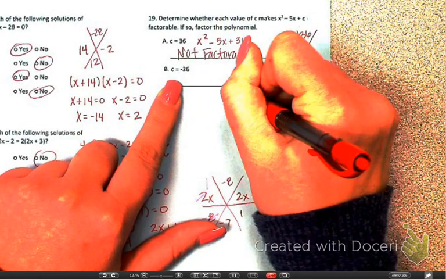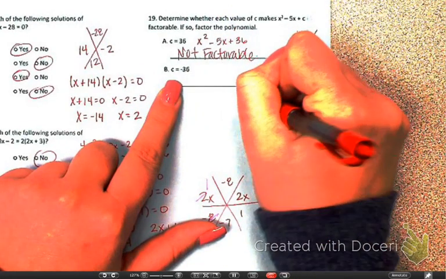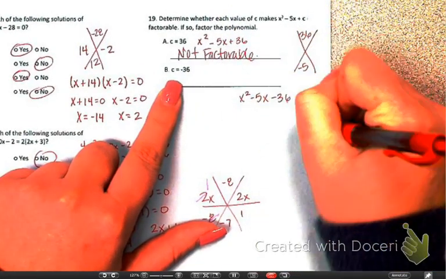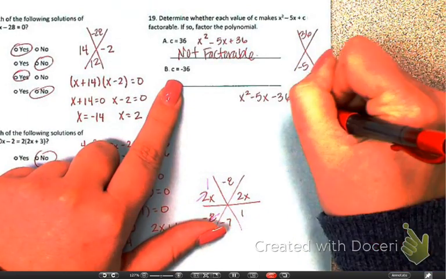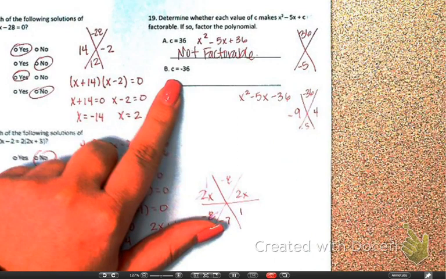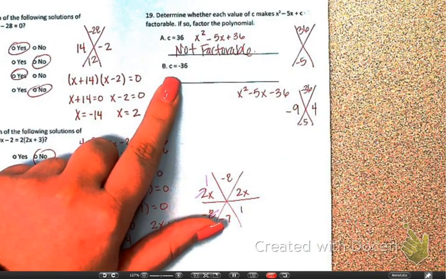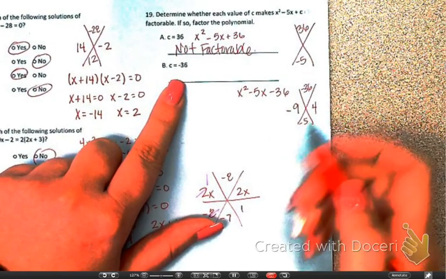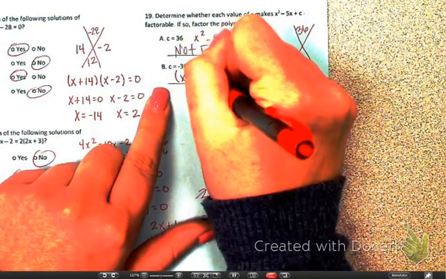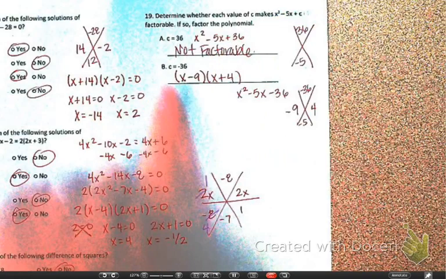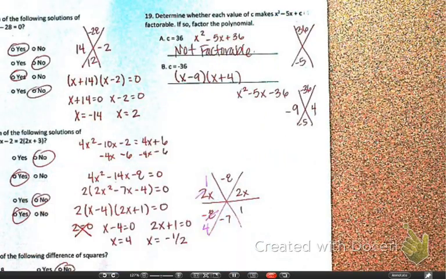But what if c is negative 36? Are there two numbers that multiply to negative 36 and add to negative 5? How about negative 9 and positive 4? Negative 9 times 4 is negative 36. Negative 9 plus 4 is negative 5. So x minus 9 and x plus 4. Any questions, comments, or concerns about the practice test?